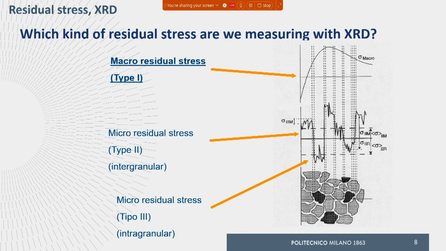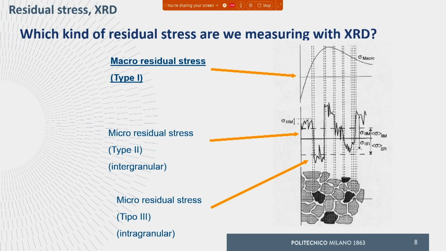Which kind of residual stress are we measuring by using the XRD? Indeed, first of all, we must distinguish the different levels of scale that we can define for residual stresses. We can start from the lowest one, the so-called micro residual stress type 3. Sorry for the typo, type 3. These are intragranular. The level of scale is one single grain.